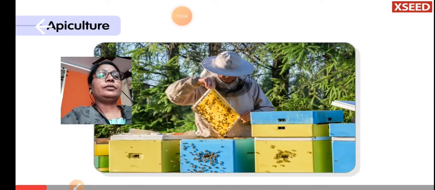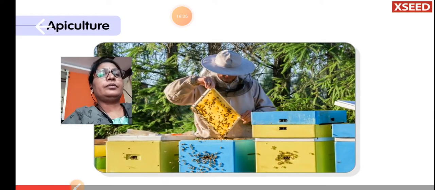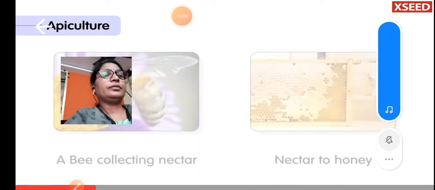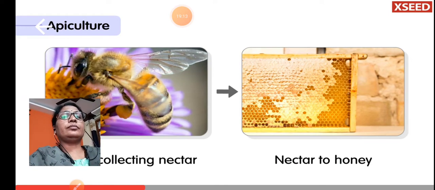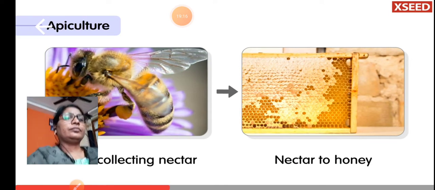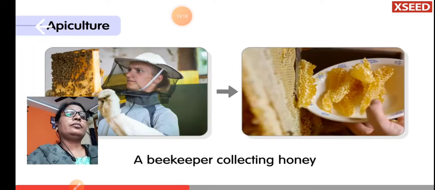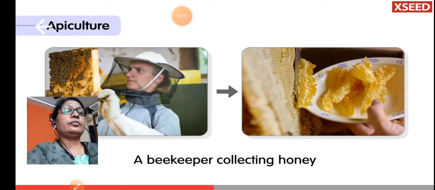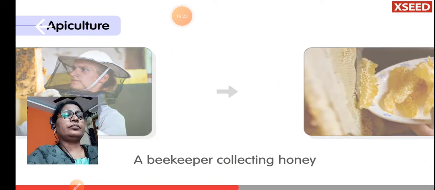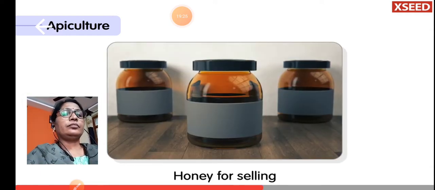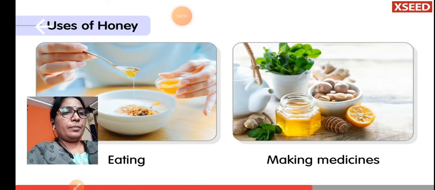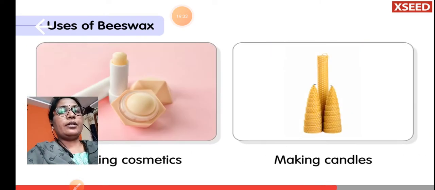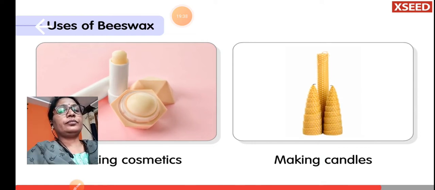Apiculture is the process of rearing bees on a large scale. Bees collect nectar and convert it into honey in the beehive. Beekeepers collect the honey and wax and sell them in the market. Honey is very important and useful to us in many ways. It helps to make medicines and cosmetics. Beeswax also has many uses and is used for making different things.